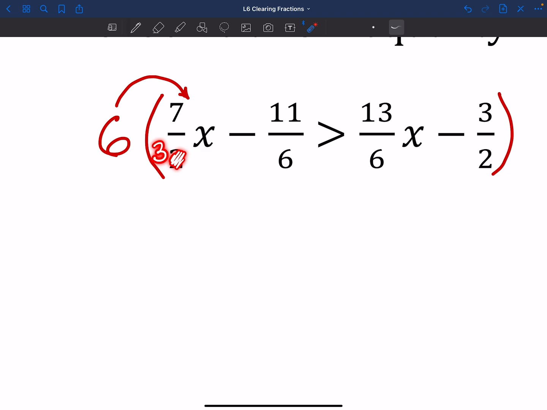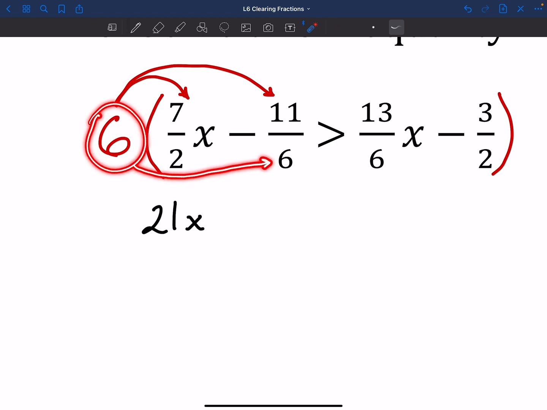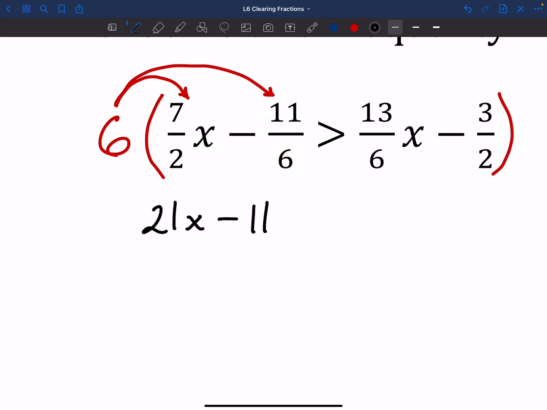Now that I've taken care of that, I'm going to take that 3 and multiply it by that 7 that's on top. So 3 times 7 is going to give us 21 with an x attached to it. Let's also run through it just for the second one. We're taking this 6 and we're going to start by dividing it by that 6 on the bottom. So 6 divided by 6 is going to leave us with 1. We're going to take that 1 and multiply it by the top, which is 11. 1 times 11 is 11. So I'm going to say minus 11 there.